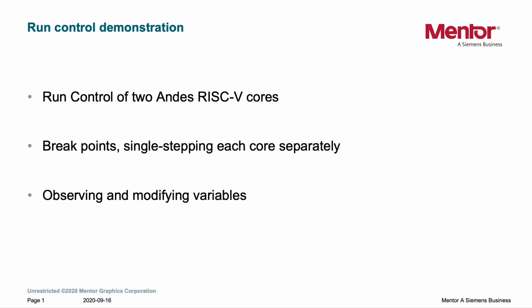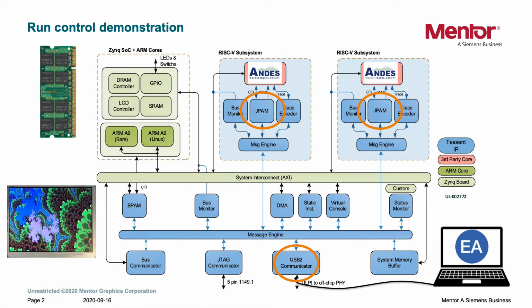The first part of the demo shows run control on the RISC-V processors. We can insert breakpoints, single step each core separately, and so on. And that allows us to take a detailed look at code execution, various variables, CPU registers, and so on. The IPs we are using are the JPAM for run control and the USB communicator for communicating the information to and from the IDE.